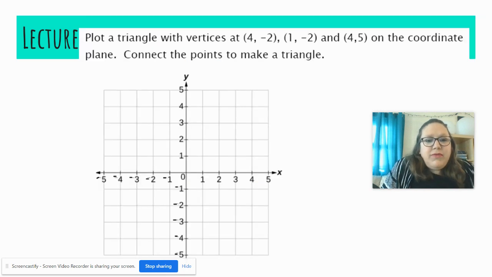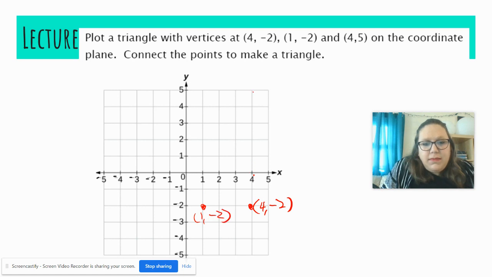All right, plot a triangle with vertices 4, -2, 1, -2, and 4, 5. Connect the points to make a triangle. Okay, we can do this. So 4, -2 means we would go over to the 4, down 2. Because again, we always do the x first, and then y. And then 1, -2. Over 1, down to -2. And then over 4, up 5.